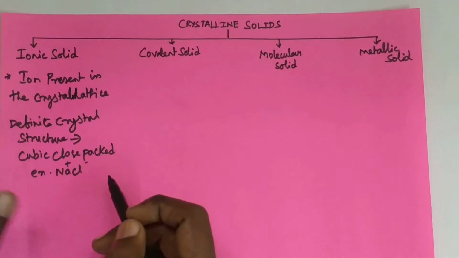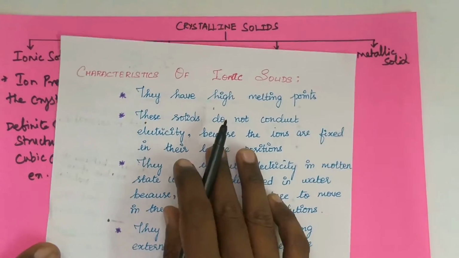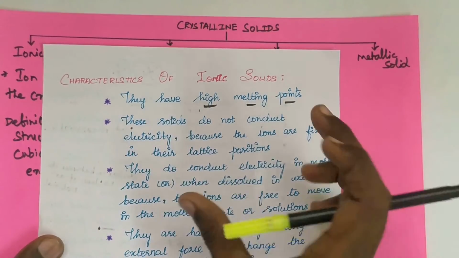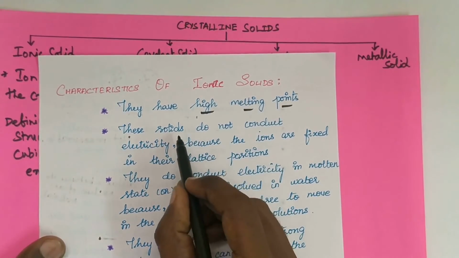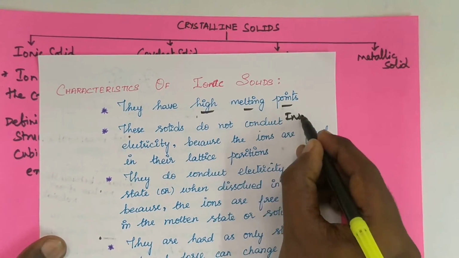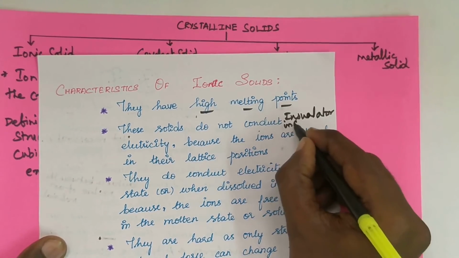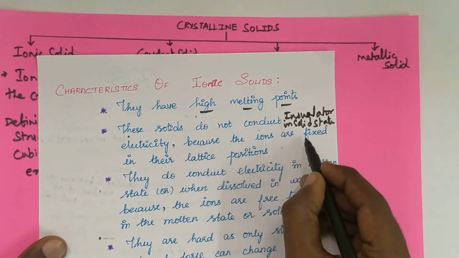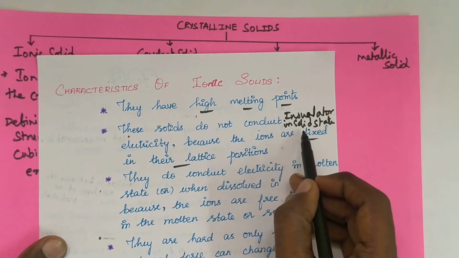They will ask the characteristics of ionic solids in a 3-mark question. So these are the characteristics of ionic solids. First characteristic, it has a high melting point. Why? Because ions are arranged in a closely packed way. The next important point, ionic solids act as insulators, that means they do not conduct electricity in the solid state, because ions are in fixed positions and do not move.